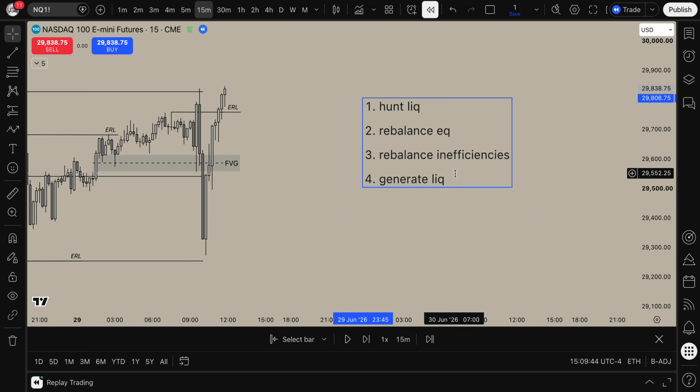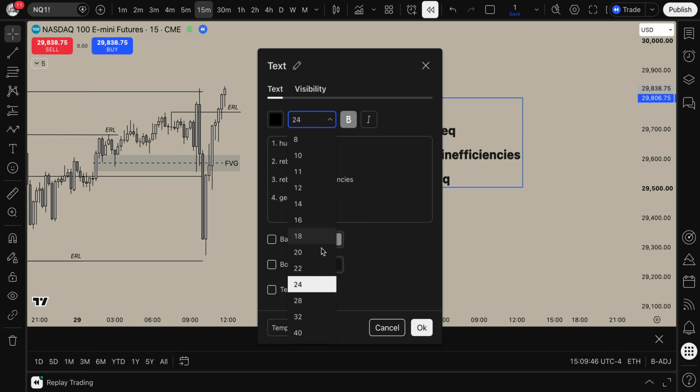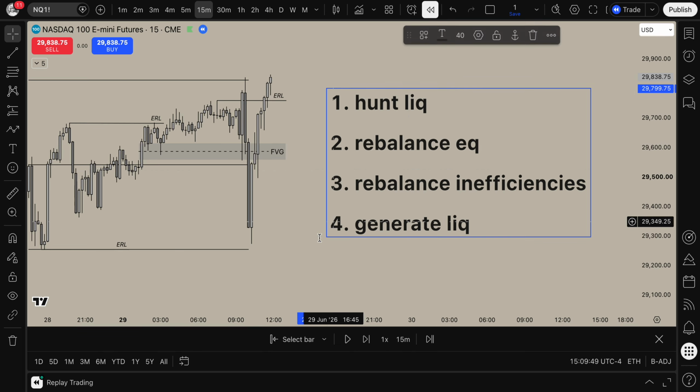That's basically it, though. You really have to look at that on a higher time frame basis. And please, really take your time.